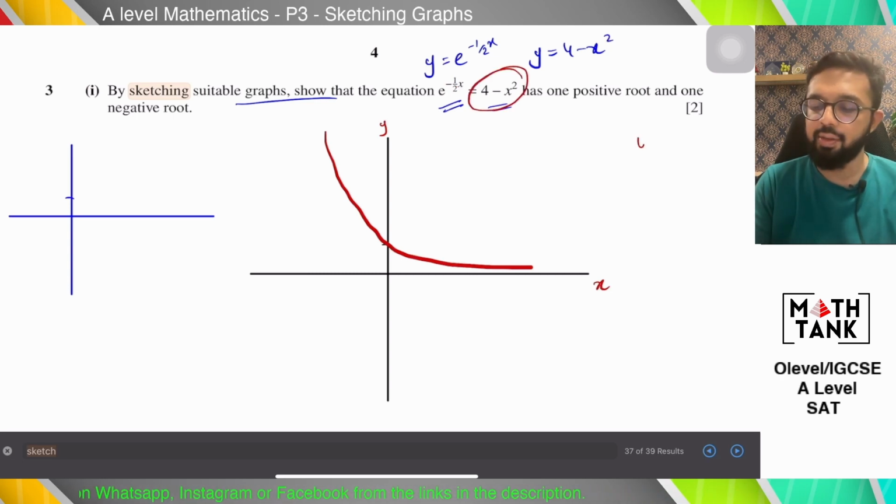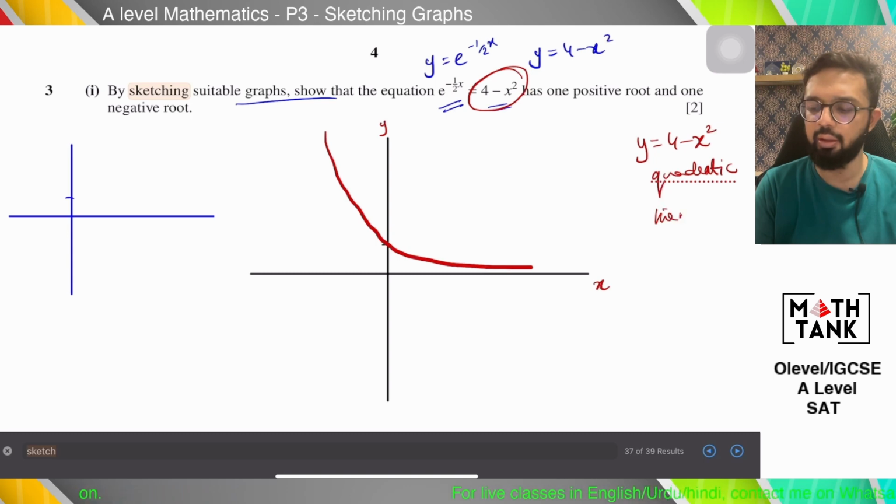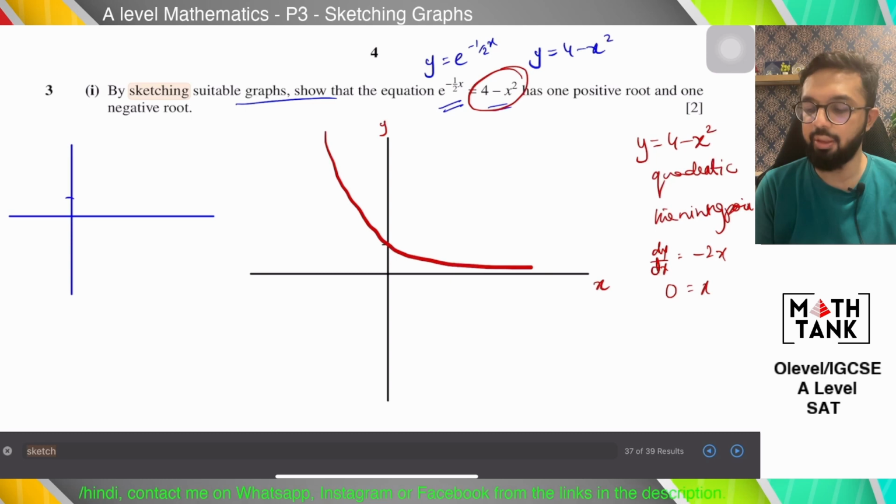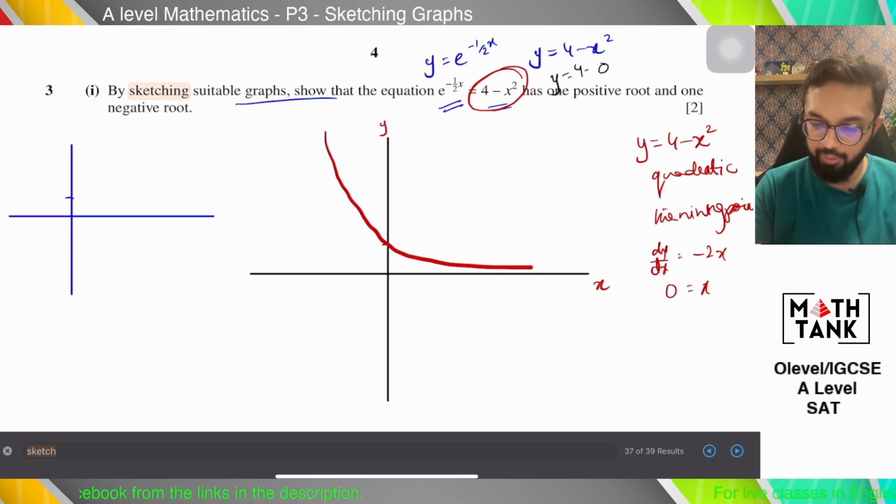The next graph is 4 minus x squared. This is a typical quadratic, and if you remember from your AS, the turning point is important. In this case, I can simply calculate the turning point by differentiating it: dy by dx equals minus 2x, so x equals 0. So I have a turning point at 0. When I plug in 0, y is 4. So there's a turning point at 1, 2, 3, 4.